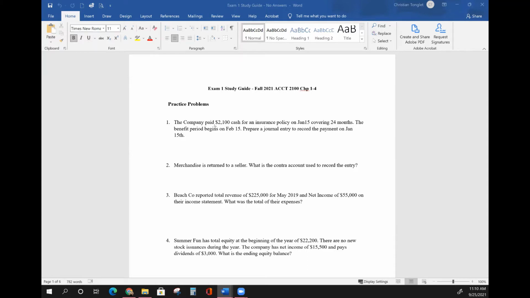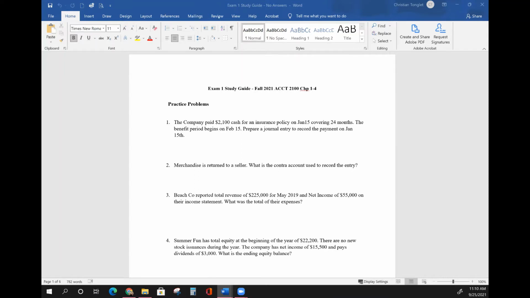If I paid out cash of $2,100 for a policy that's covering 24 months, and it begins in February, I've paid for something that I'm going to receive benefit for in the future. I haven't used it yet, so there's no expense yet. So when I make the payment on January 15th, I want to write out my journal entry. If I ask you to write it out, you would write just like I'm doing.